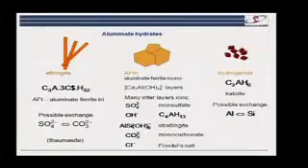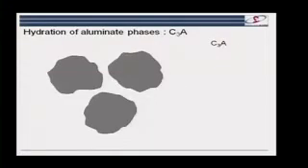Finally, if you cure at high temperatures for long enough, you will form what's called hydrogarnet phases, which are typified by C3AH6. And the exchange that's important here is, sorry, that's wrong, cross that out. It should be exchange between silicon and water. I'll have to correct that.